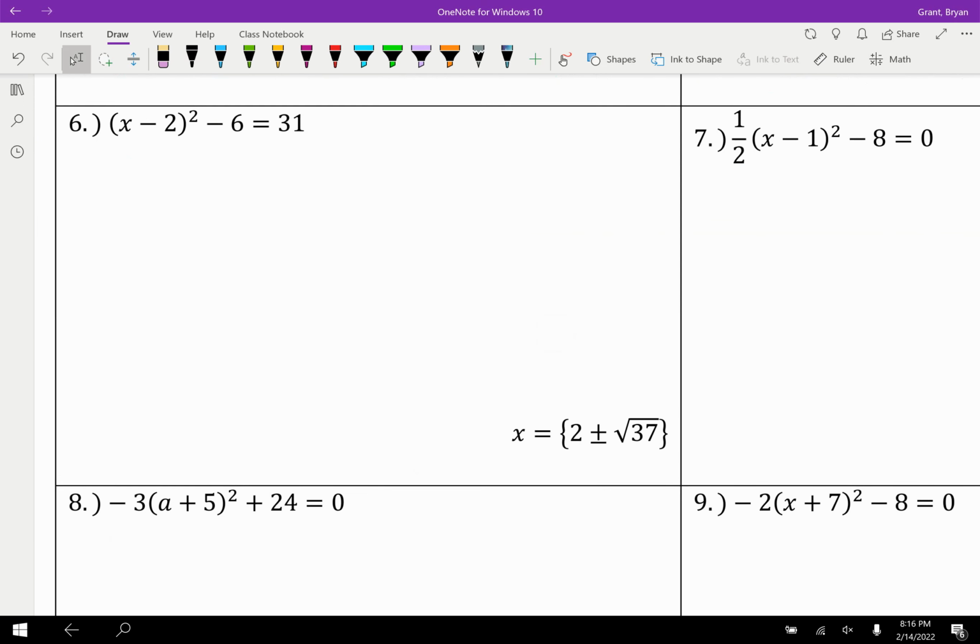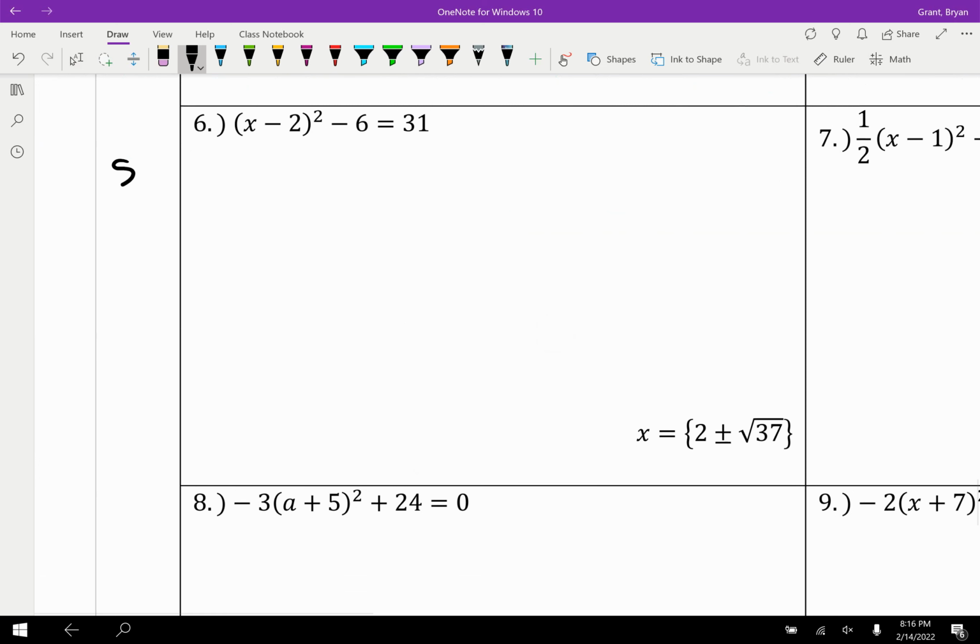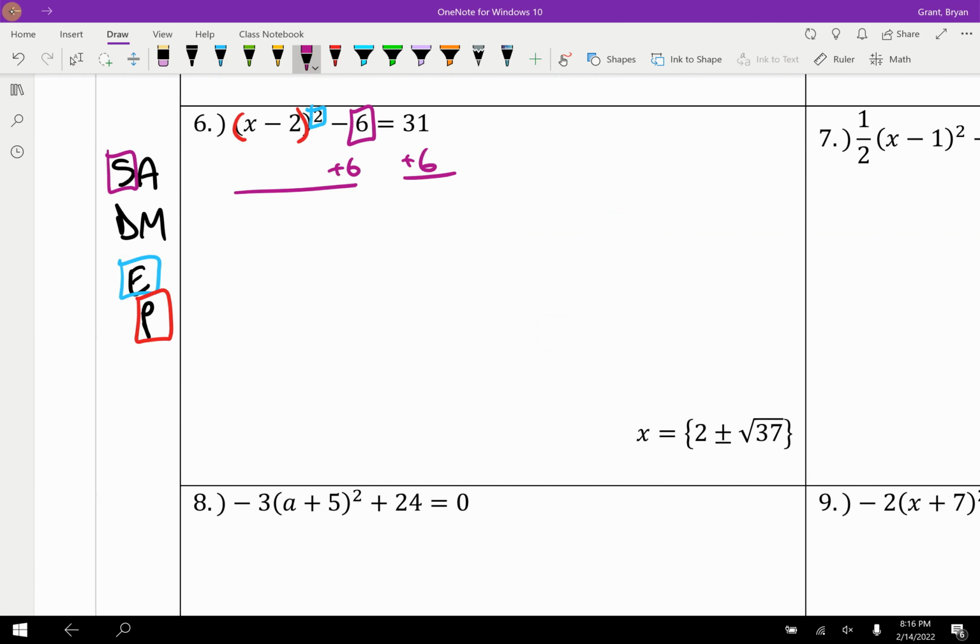All right, 6. We're kind of putting most of this together. So back to our SADMEP process. And let's think about what's attached to x. Well, we of course have our square. Can't get rid of that. We have our 6, which is subtracting. And then we just have our parentheses over here, which are preventing us from getting to anything on the inside. Okay, so we undo subtracting 6 by adding 6 to each side.